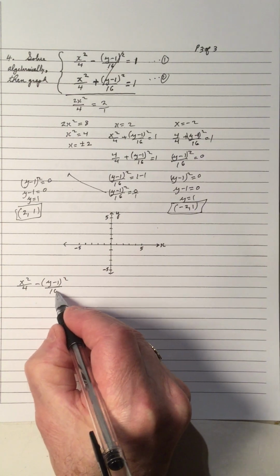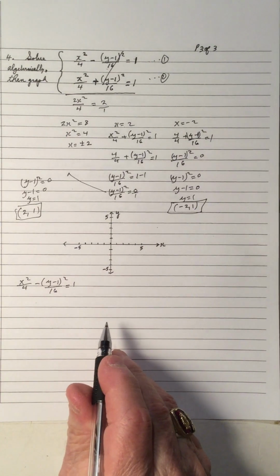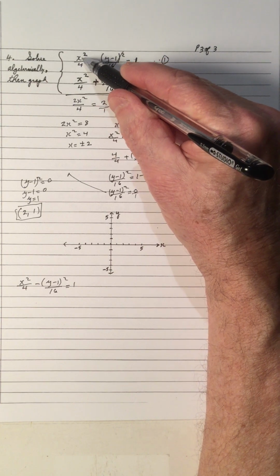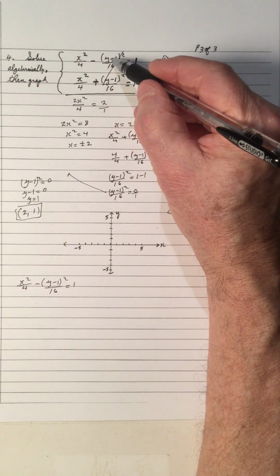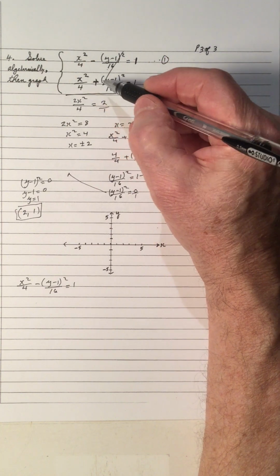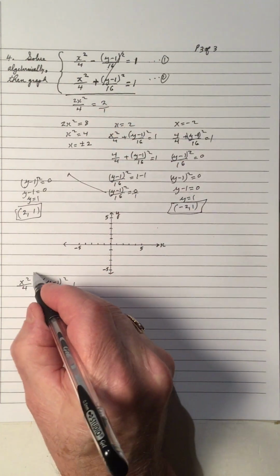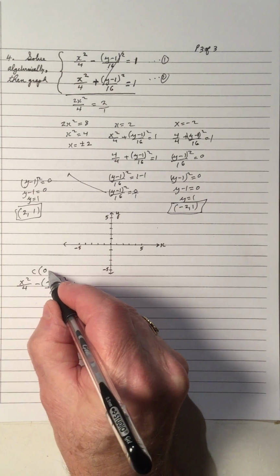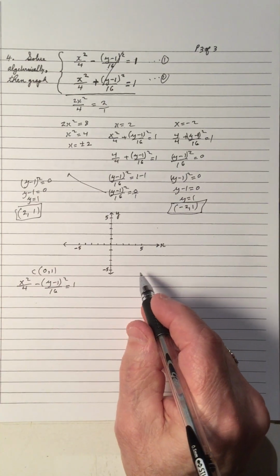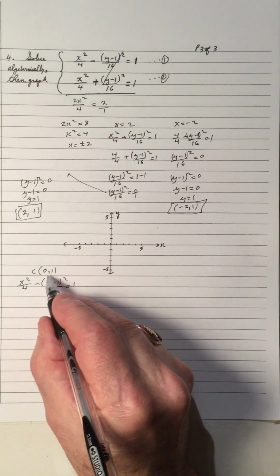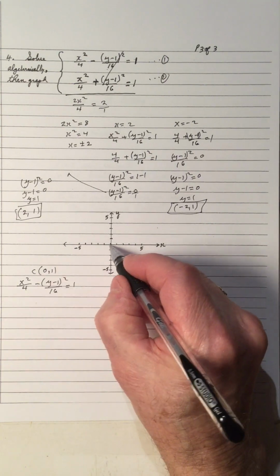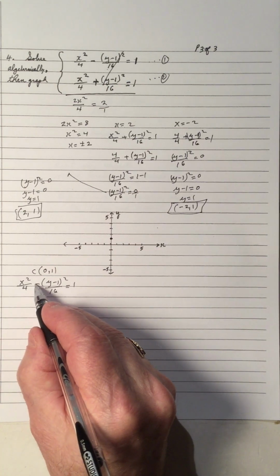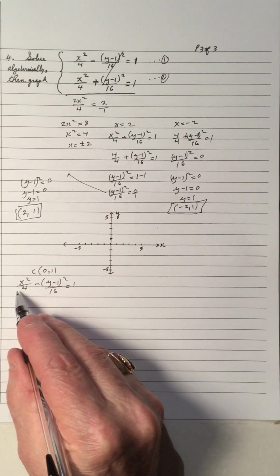And to graph the hyperbola, notice that the center for this one is 0, 1, and the center for this one is 0, 1. They both have the same centers. So the center for this hyperbola, x is 0, y is 1. So if we plot this center of 0, 1, which is right here, this hyperbola has x-intercepts.